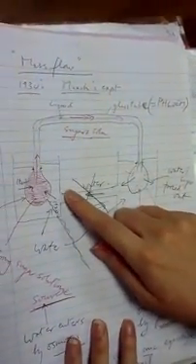Mass flow was first thought of, or experimented on, by a scientist called Munch in the 1930s. He set up this experiment where he had a semi-permeable membrane here and a semi-permeable membrane here, connected by a glass tube, or partially permeable even.